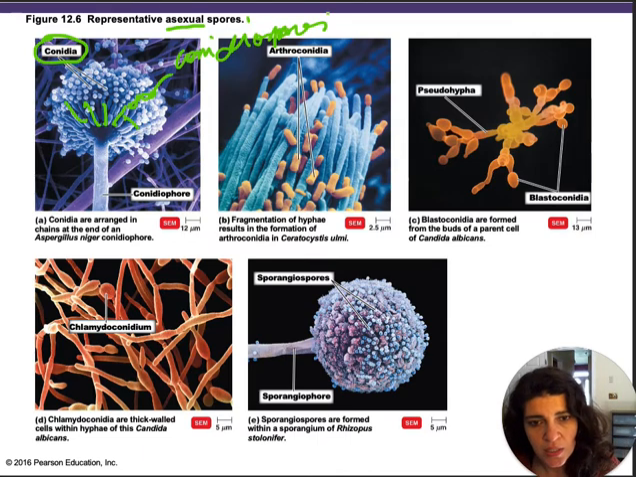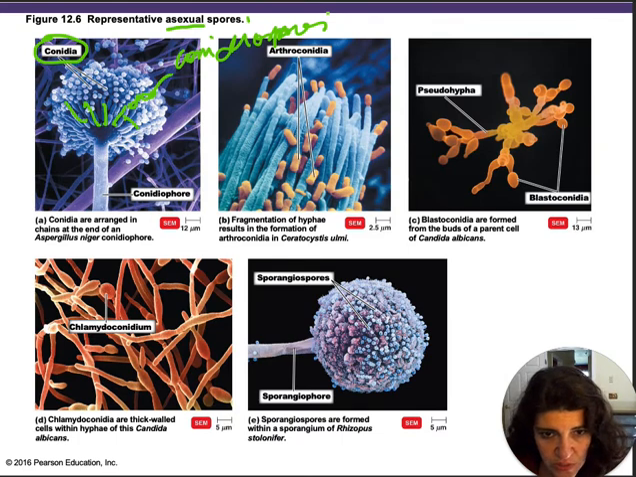Okay. The other type that I want you to know is the ascospore. That is not here. The ascospore is not that different from the sporangiospore. The difference is, I'm sorry, ascospore is sexual. The one that is asexual is the sporangiospore.